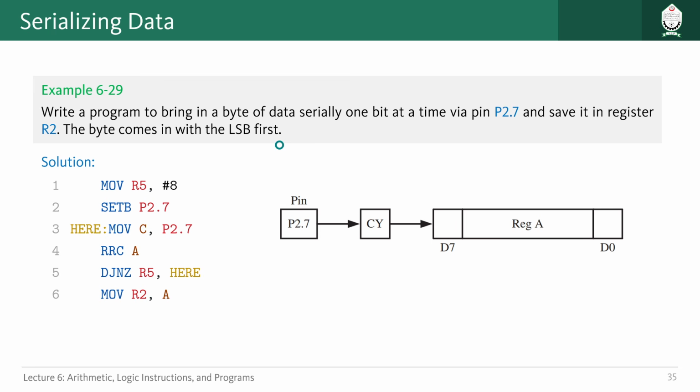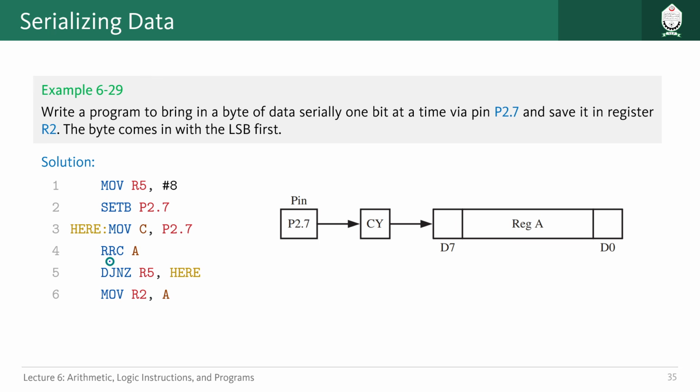Okay, so we are getting some data from pin 2.7 that will go to the carry and then to the register. Here again we can use RRC. We are first of all loading 8 to R5 because we have to run the loop 8 times. Then we are setting pin 2.7 to configure it as input. Then we go to the loop. We are going to read from pin 2.7 and store that onto carry, like here.